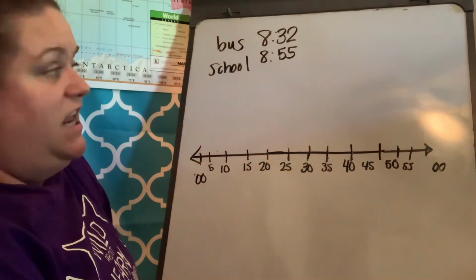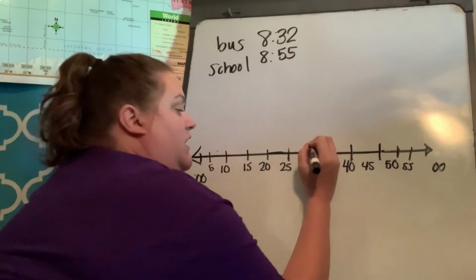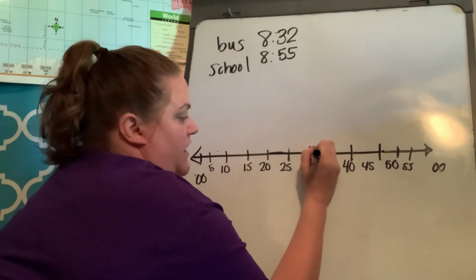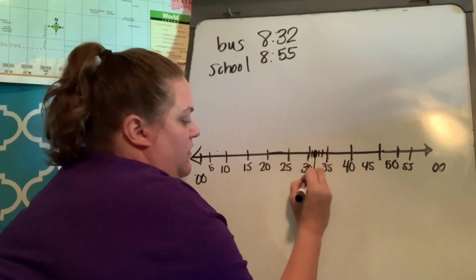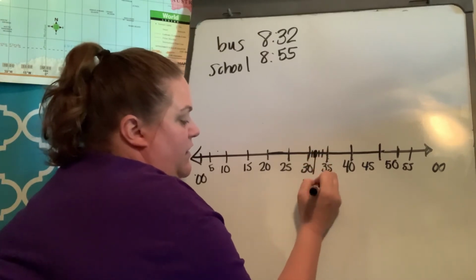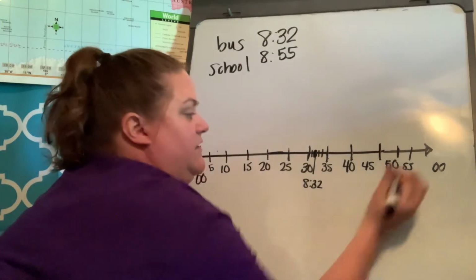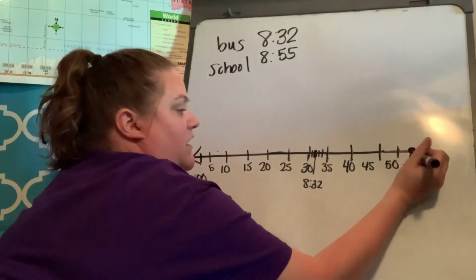So he's going to get the bus at 8:32. So there's 30, 31, 32, 33, 34, 35. So 8:32 is when he gets on the bus. He gets off the bus and is at school at 8:55. So he's going to end up at school right there. So school.